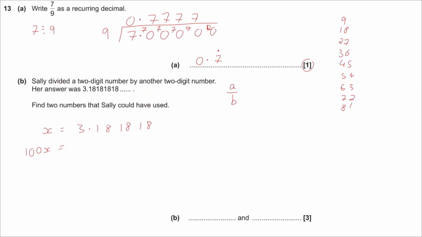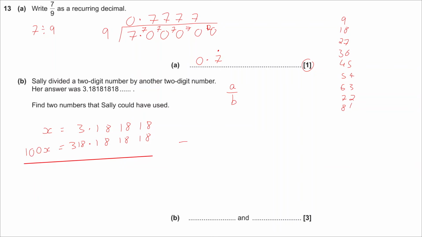Now, if I times this x by 100 and get 100x, 100 times 3.181818 is going to give me 318.181818. If I times that by 10, these numbers here wouldn't match up. And this is really important that they do match up, because now we're going to subtract these two here.